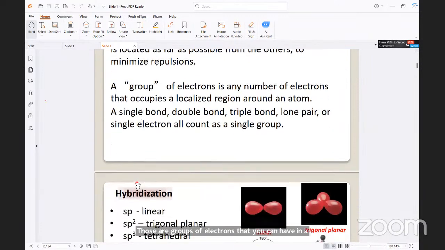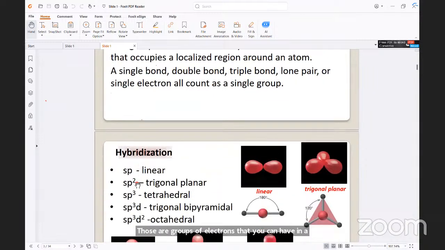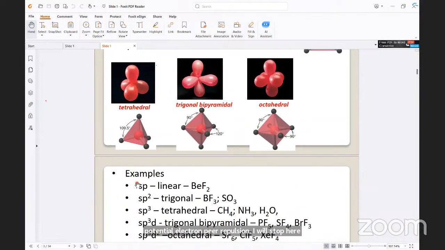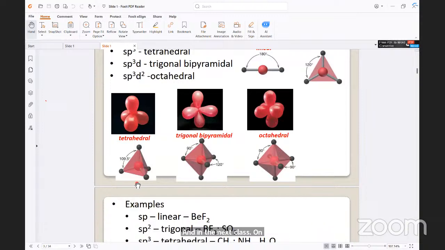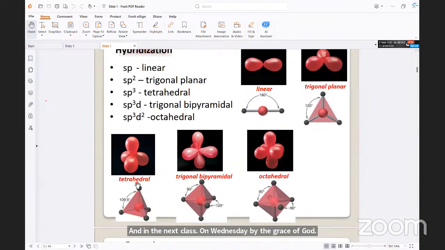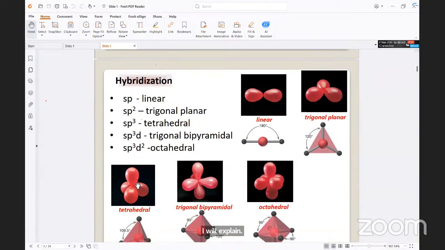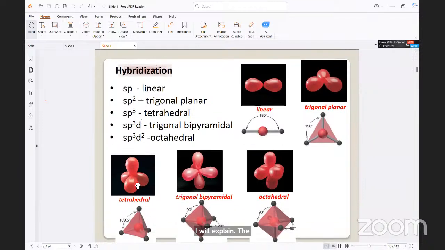I will stop here, and in the next class on Wednesday, by the grace of God, I will explain the hybridization principle, and we'll use that to explain the valence shell electron pair repulsion theory that occurs in hybridization.